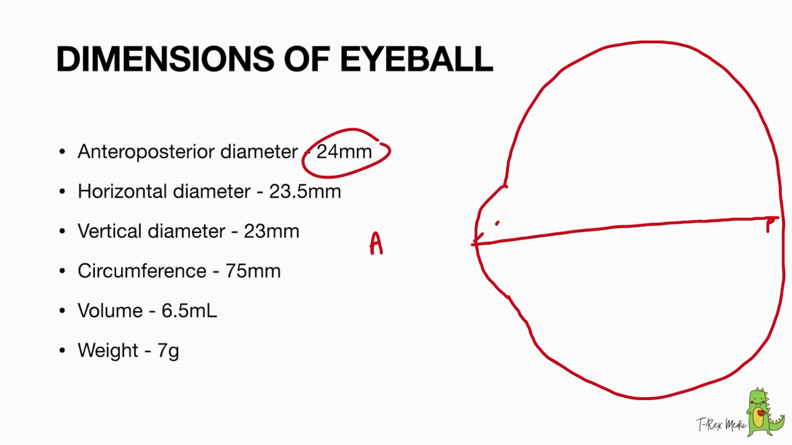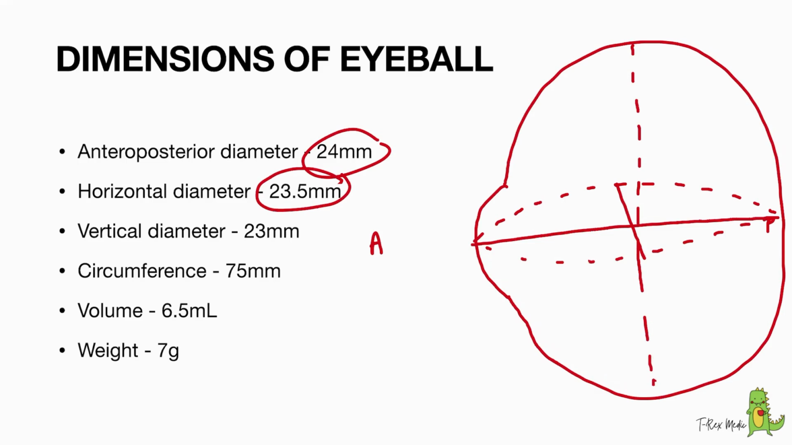Then, okay, so this would be your meridian of the eyeball. So let's just say that horizontal diameter would be this one, which is the 23.5 millimeter, and then coming to the vertical diameter, this would be around 23 millimeters. The circumference of the eyeball would be 75 millimeters, volume would be 6.5 ml, and weight would be 7 grams.